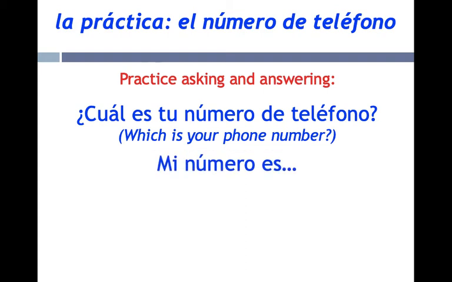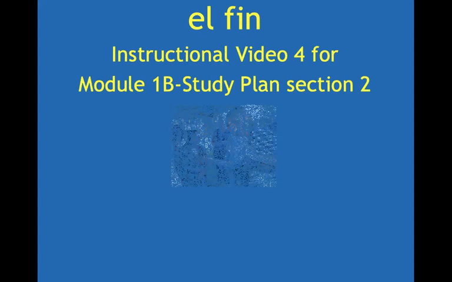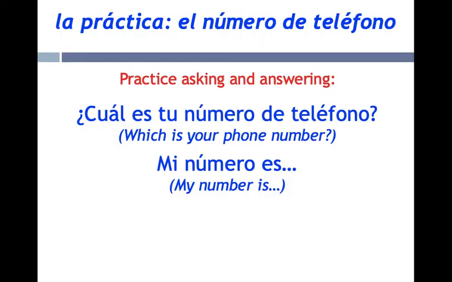And you could respond by saying mi número es, my number is. And then you would simply say your phone number. So let's practice. And if it's appropriate, you can bunch a couple of numbers together. If they're numbers from 0 to 31, you could bunch a few together. So ask me my phone number. I'm listening for the question.